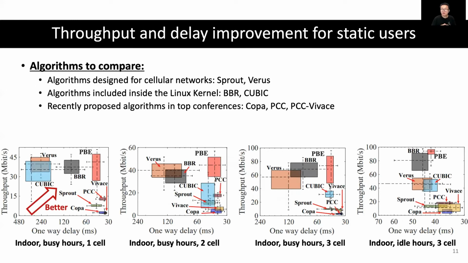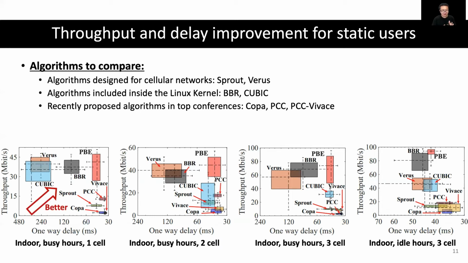Then I want to briefly share our experimental results. In this experiment, we test with static users, and we compare PBE with 7 different algorithms. The 4 figures show the results in 4 different scenarios: idle hours, busy hours, and 1, 2, 3 aggregated cells.